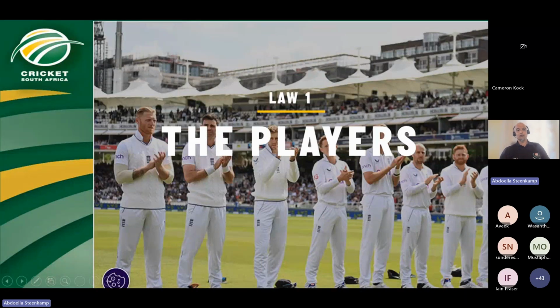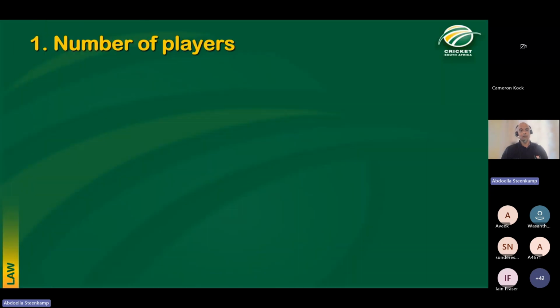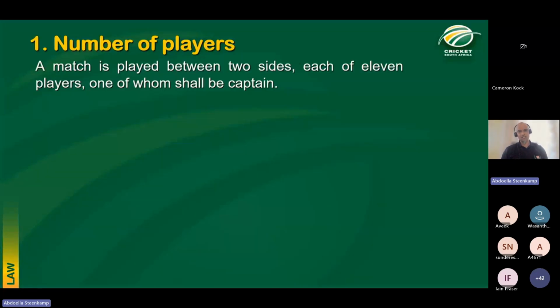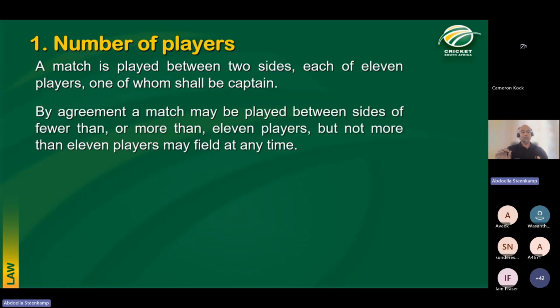So kicking off with Law 1, which covers the players, I'm going to cover the most important slides that we've covered in our level 1 course. When it comes to the number of players, the law gives us guidance. Ideally, a game gets played between 11 players, but the law allows that by agreement you can play a game with more than 11 players or even fewer than 11 players.